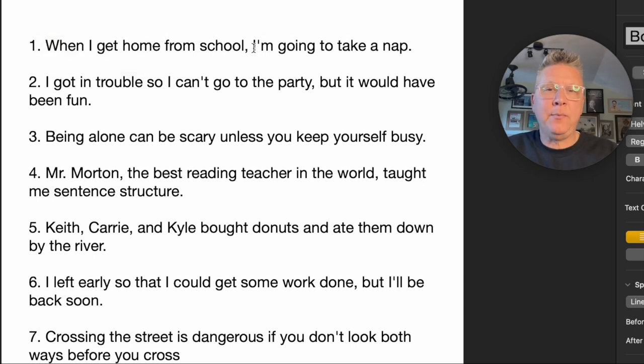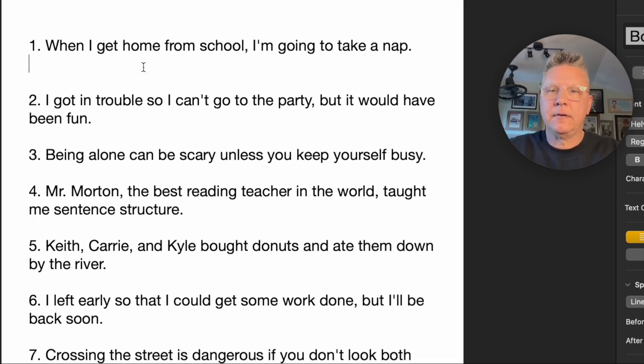Whereas I'm going to take a nap is an independent clause, the word when in front of this simple sentence makes it a dependent clause. So you have a dependent clause plus an independent clause. That makes a complex sentence. So the answer to number one is complex for those reasons. Complex, okay? Because it's a dependent clause plus an independent clause.